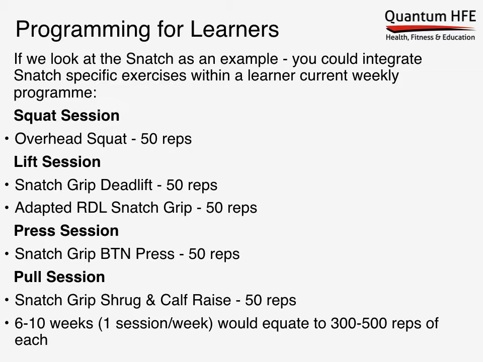But we're trying to get those 50 repetitions. It doesn't necessarily need to be done at a really high load, even just with an unweighted bar. What we're trying to do is lay down these motor engrams, and as we know, try to cover our 300 to 500 reps of each so they start to become more autonomous. If you do that within the squat session, the lift session may include something like a snatch grip deadlift, or adapted Romanian deadlift with a snatch grip. For the press session, we may include a snatch grip behind the neck press, and the pull session may start off with a snatch grip shrug and calf raise as an example.